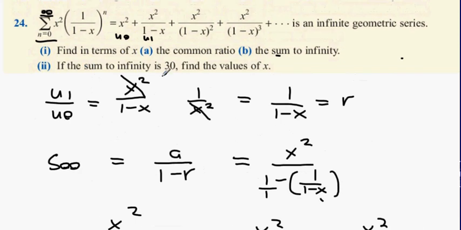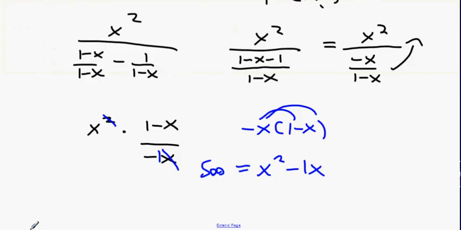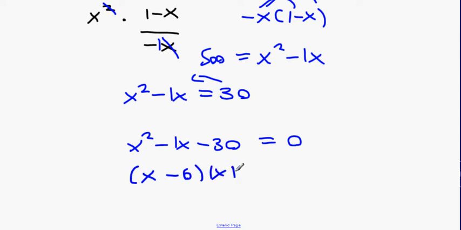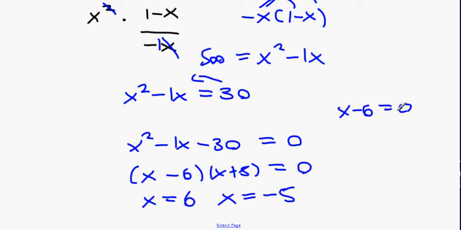The next question says the sum to infinity is 30, find the values of x. Well, the sum to infinity is x squared minus 1x, that equals 30. Bring the 30 onto the other side. I'm going to get x squared minus 1x minus 30 equals 0. Then we're going to get x minus 6, x plus 5 equals 0. X equals minus 5, or x equals 6. That's x minus 6 equals 0, bring it over to your side. So that's it there.